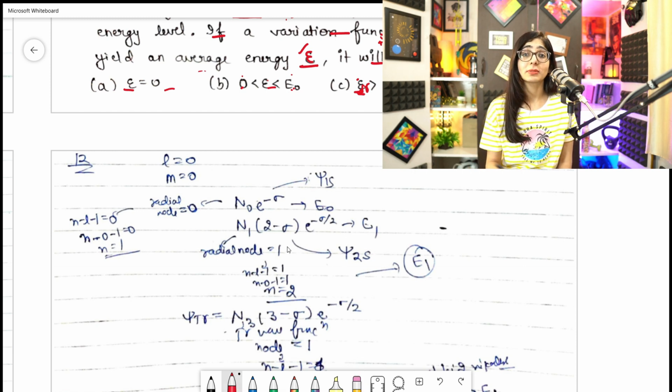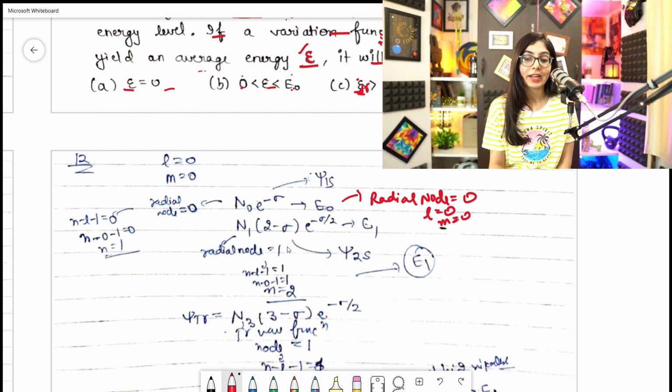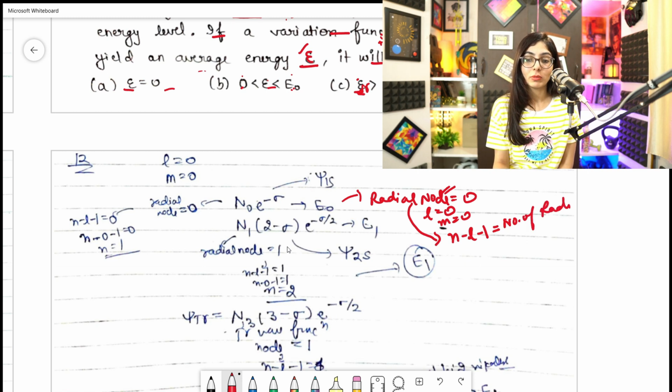If you have any doubt, guys, please leave it in the comment section. So it has 0 nodes. I got 0 radial nodes, so the radial node number is 0, right? And I have L equal to 0 and M equal to 0. But I know the formula for radial nodes: n minus L minus 1 is equal to the number of radial nodes. This is the formula, right? So you know that now.